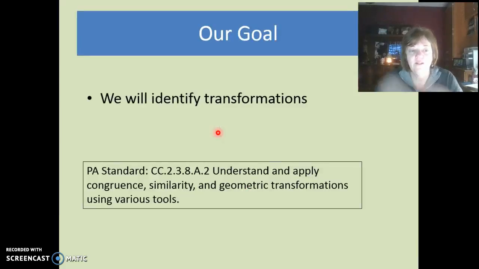Well, guys, that's it. That's identifying transformations. I will have a help sheet with all the rules on it for you, and that should help keep it all straight. Okay?